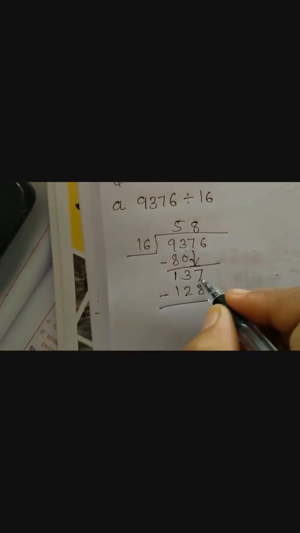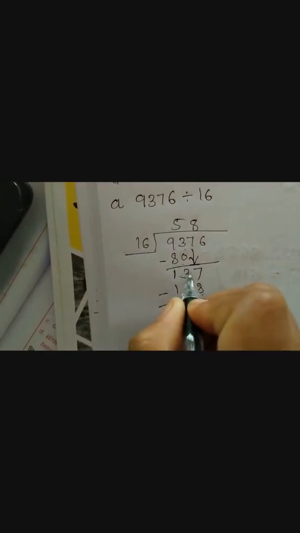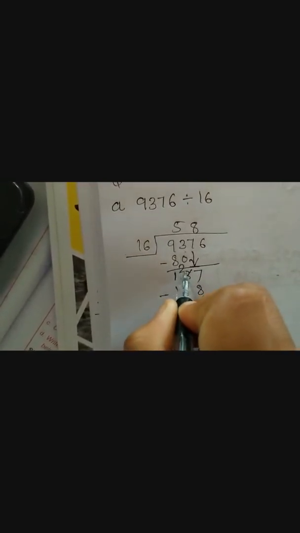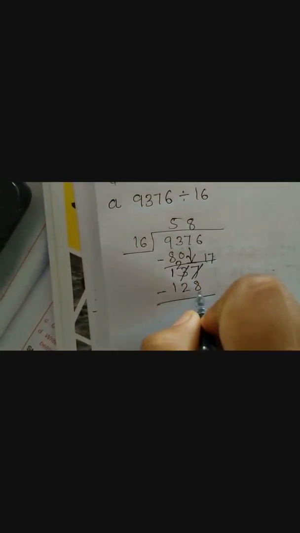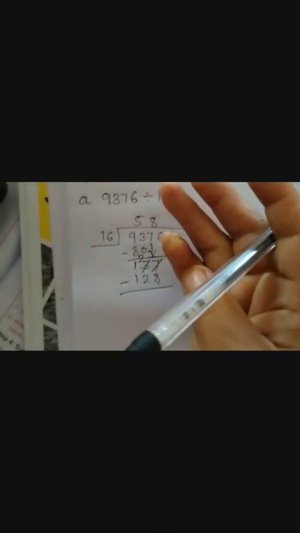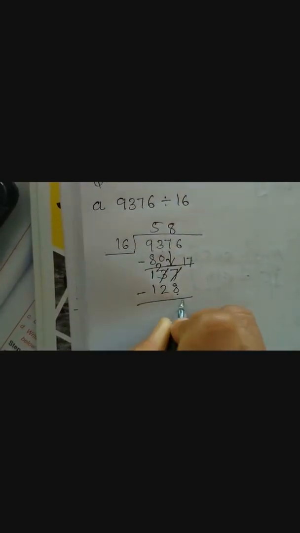Now 7 minus 8 is not possible. We'll cut 3, write there 2, cut 8, 7, write there 17. 17 minus 8: the remaining number is 9. So we have to write here 9.